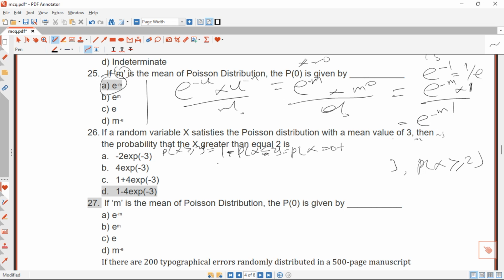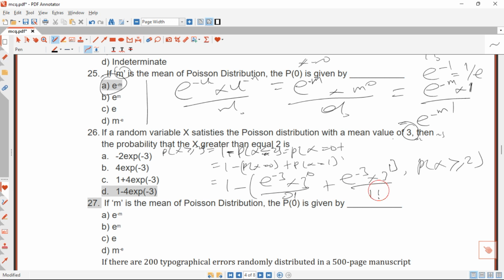That will be given as 1 minus the probability that x is equal to 0 plus the probability that x is equal to 1, which is 1 minus bracket open e raised to the power negative 3, since our mu is 3, times 3 raised to the power 0 divided by 0 factorial, because now x is equal to 0, plus e raised to the power negative 3 times 3 raised to the power 1 divided by 1 factorial.